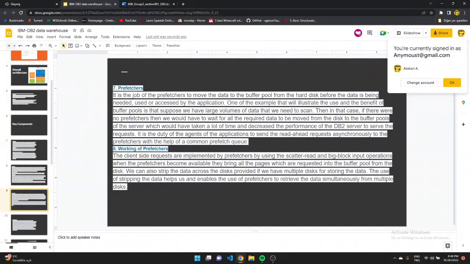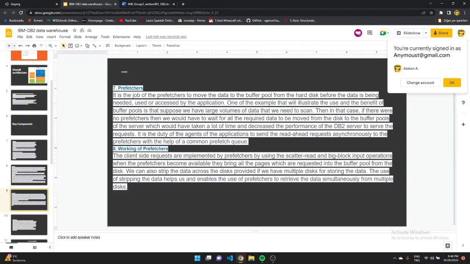It is the duty of the agents of applications to send read-ahead requests asynchronously to the prefetchers with the help of a common prefetch queue. Again, these are pretty standard for reading data. In the working of prefetchers, client-side requests are implemented by using scatter read and big block input operations. I don't know what those are. When the prefetchers become available, they bring all the requested pages into the buffer pool from the disk.